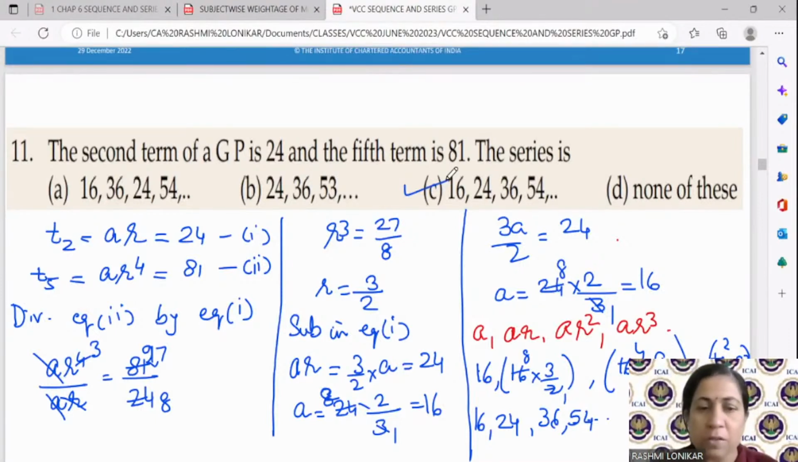Okay. So this is how you have to do it. Just write down whatever terms are given to you. Find the ratio. Find the value of R. Once you found the value of R, find the value of A. Then you can find the sequence. Yes, C is the correct option.